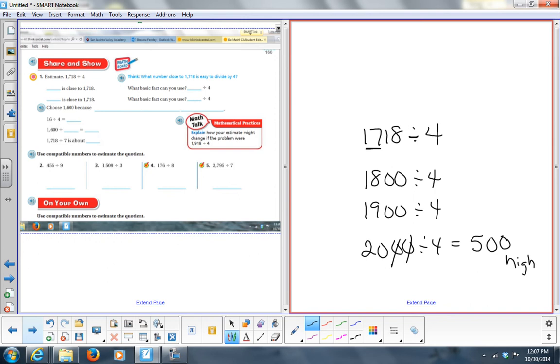Now I gotta find my lower number. So 17, next one is 16. Can 16 be divided by 4? Yeah. And this is higher or lower?